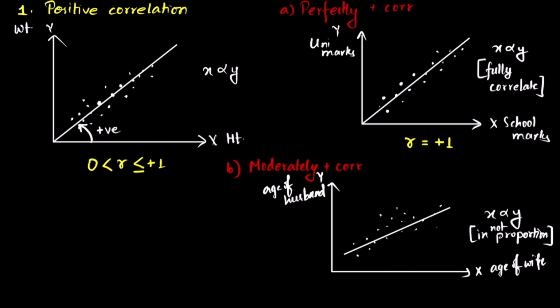Even though it is positively correlated, that is, when the variable on the x-axis increases, the variable on the y-axis also increases, they don't increase equally. There is no equal proportion between the two. That is why it is a moderately positive correlation. In this particular condition, the coefficient of correlation is less than plus 1. It is never equal to plus 1 because it is a moderately positive correlation, but it is greater than 0.